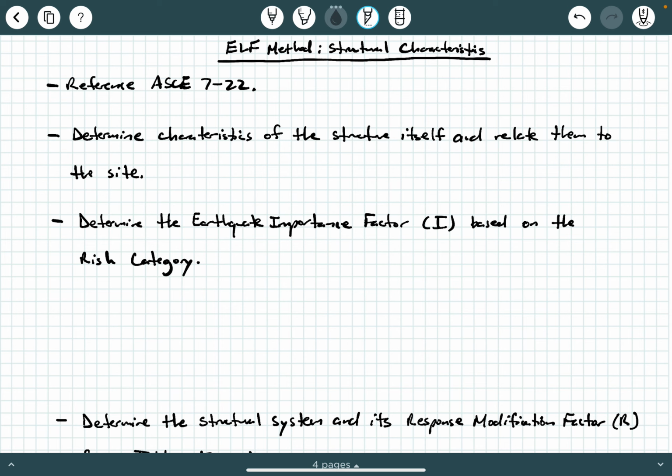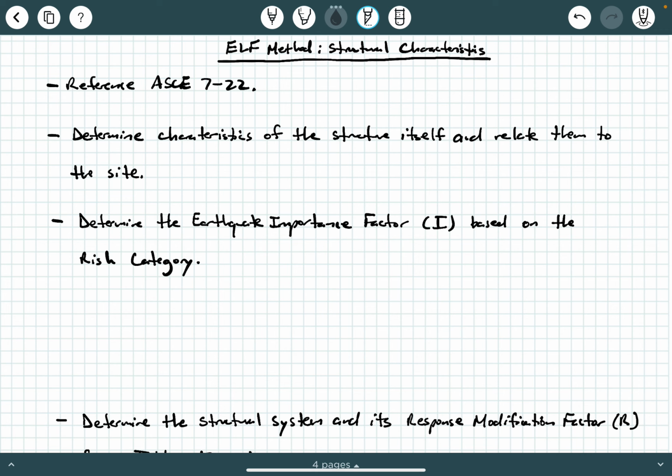So what we're going to be talking about here is what structural characteristics we are going to need to determine about the structure itself. And then we're also going to talk in this video about relating those structural characteristics to the site characteristics. And I had another brief summary video on site characteristics as it pertains to the ELF method, so you should check that video out as well.